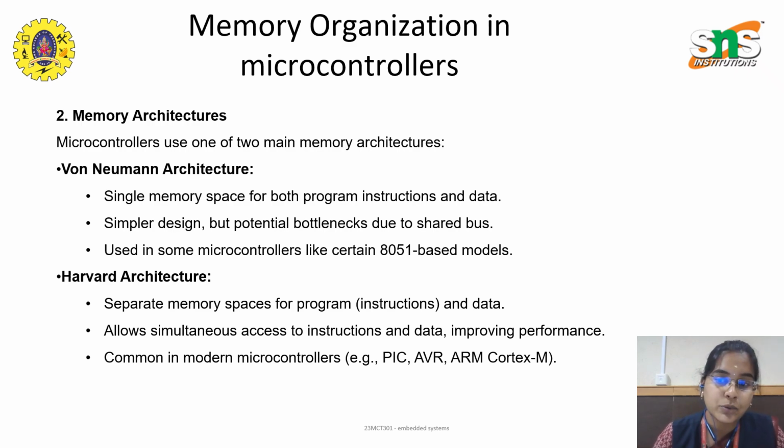We are going to discuss the types of architecture. First one is von Neumann architecture. It is a single memory space for both the program instructions and data. Simpler in design, but with potential bottlenecks due to the shared bus. Used in some microcontrollers like certain 8051 based models. And the second one is Harvard architecture. It has separate memory spaces for both the program and the data, allows simultaneous access of instructions and data, and we can find it in modern microcontrollers like PIC, AVR, ARM Cortex-M, etc.